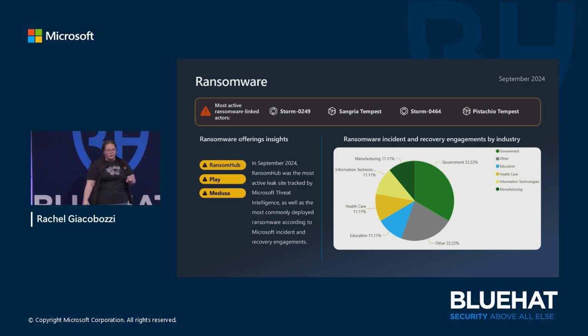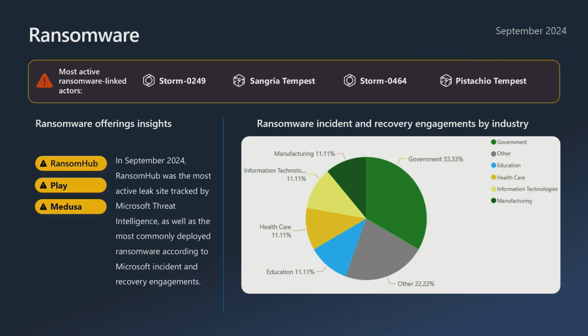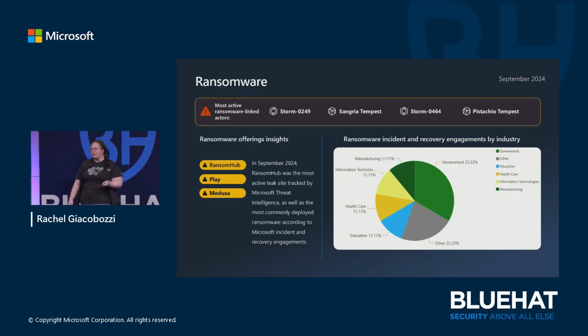We're going to deep dive into some ransomware. Throughout the year, in all 3 quarters, our most prolific ransomware-linked actors remained consistent. Groups like Storm-0249 and Storm-0464, who are initial access brokers, remained consistently active throughout the whole year. They tend to deploy commodity malware and then hand off access to ransomware affiliates who actually deploy the ransomware. Although we had multiple targeted industries, government organizations were still our most targeted. And popular ransomware-as-a-service offerings like RansomHub, which is a leak site, remained extremely popular.